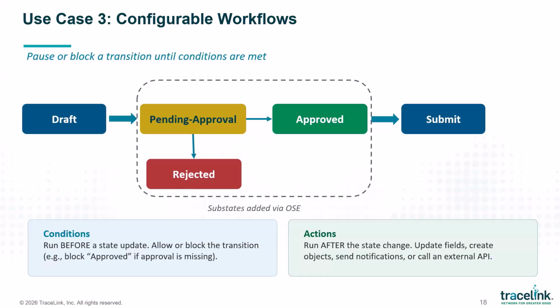In this diagram, pending approval, approved, and rejected are the added substates. A condition runs before the state update and decides whether the transition is allowed or blocked. The key point is that manually editing a field is not the same as using a controlled workflow transition with conditions and actions. Workflows help enforce process discipline. One additional tip is to model the workflow first. Diagram your states, transitions, conditions, and actions before you configure them, ideally in collaboration with an Opus developer.